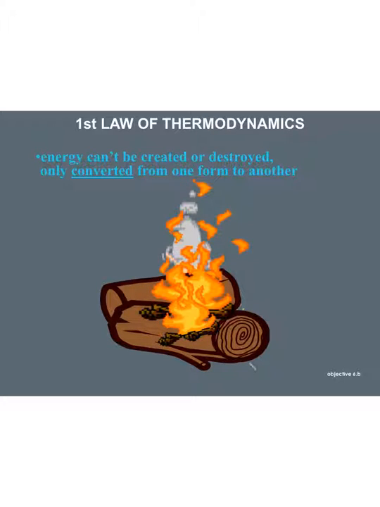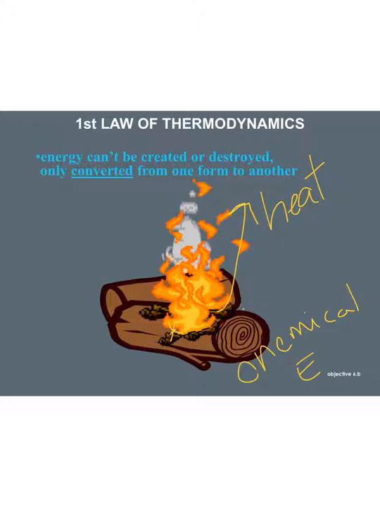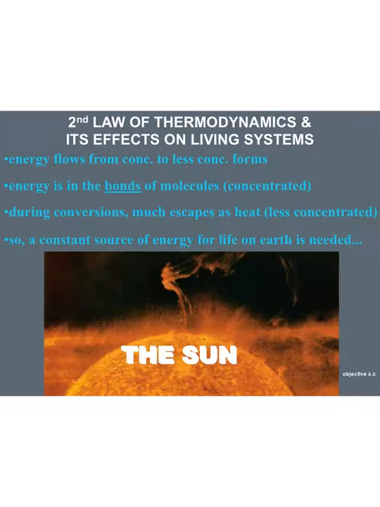So we have chemical energy here in our wood. There is chemical energy stored in the bonds of the molecules that make up the wood. Once we spark that wood with a flame and start a fire, we are now converting that energy to heat, or thermal energy. And that is the heat that is released into the environment. So we convert that chemical energy to heat energy through the process of a bonfire.